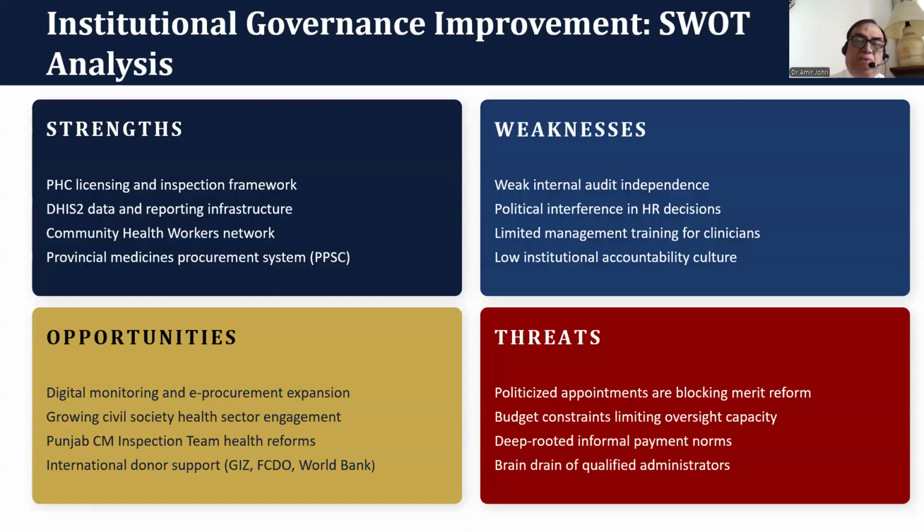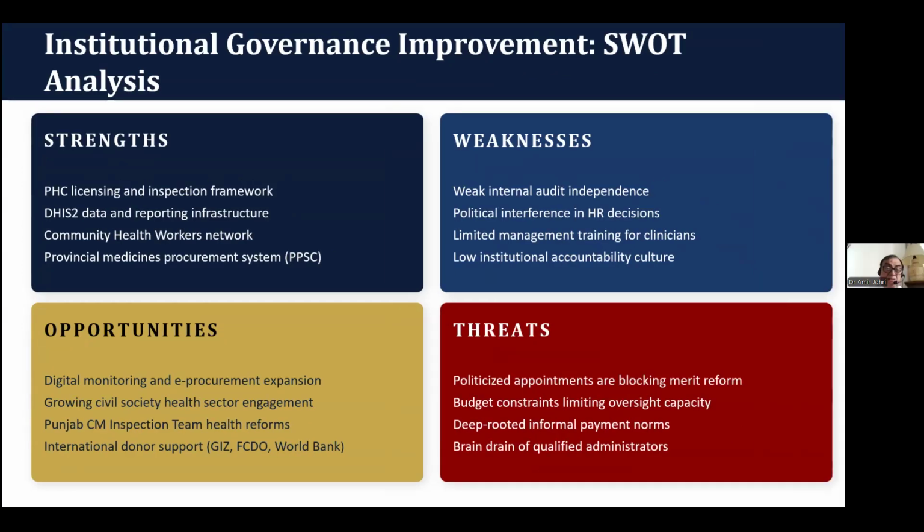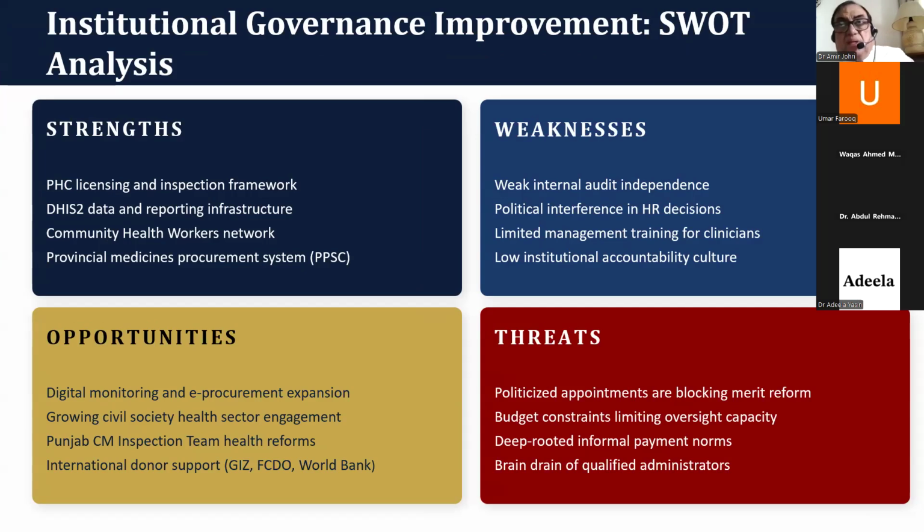Moving on, I tried to do an institutional governance improvement SWOT analysis. This would be, I believe, the second last slide, because we are reaching about 1 hour. So I should be finishing up and then we'll have some question and answers. The strengths: there is licensing now. We have the Punjab Healthcare Commission, which is doing an excellent job in the licensing and inspection framework. When I was working at the junior level, there was nothing like that. There was no institution looking at who is practicing where and doing what.